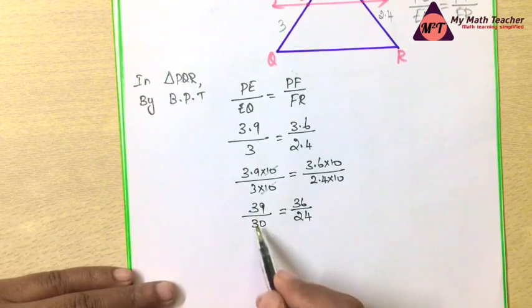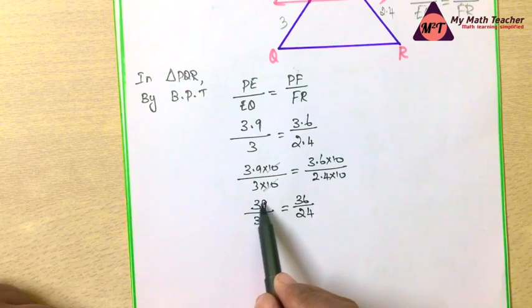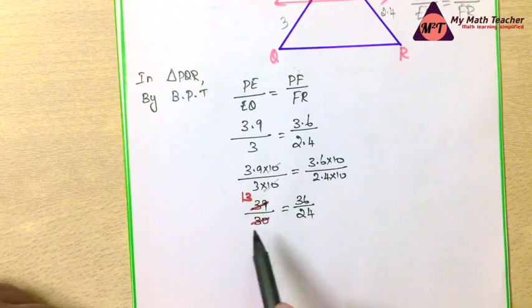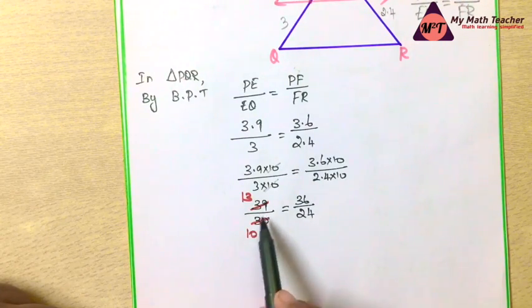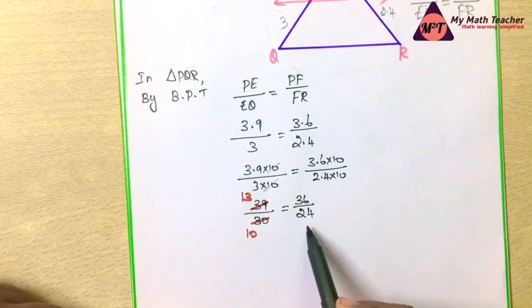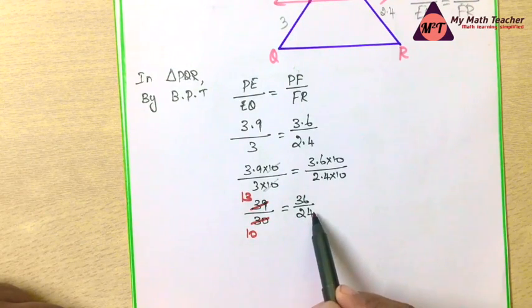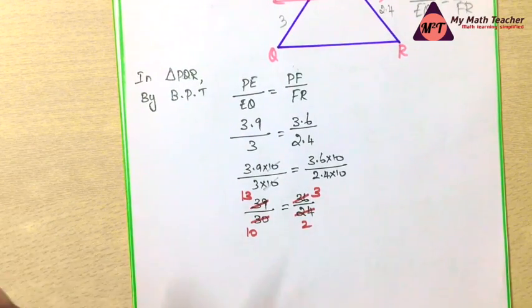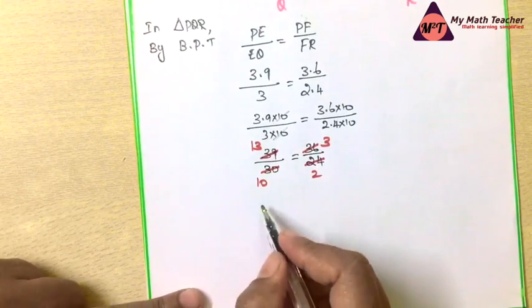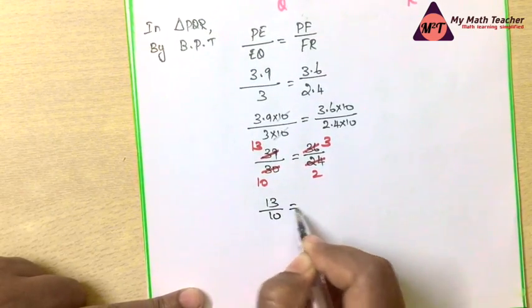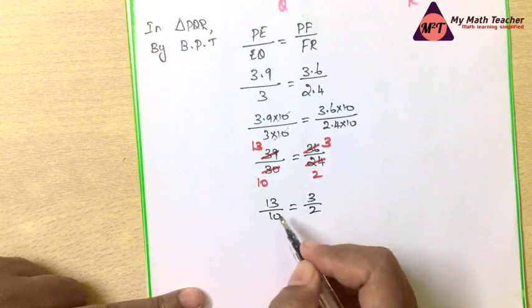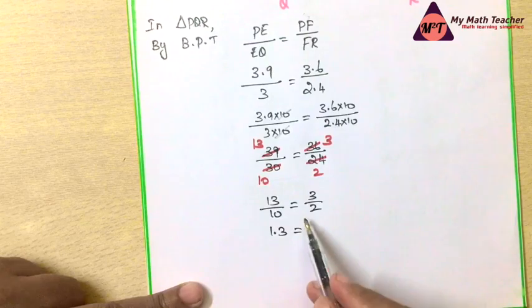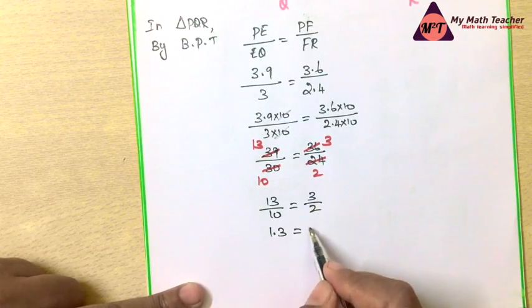Now it's very easy to simplify this. You can divide both the numbers by 3. 39 by 3 will be 13, and 30 divided by 3 will be 10. On the other side, they are multiples of 12. If you divide by 12, it is 3 by 2. Now 13 by 10, which is equal to 3 by 2. You can further simplify this. When you divide 13 by 10, it is 1.3. The same way, when you divide 3 by 2, it will be 1.5.